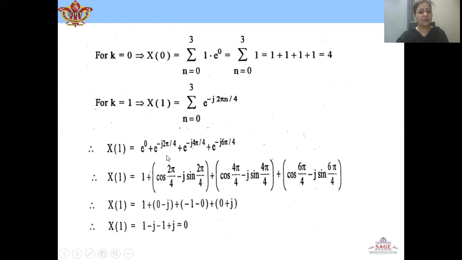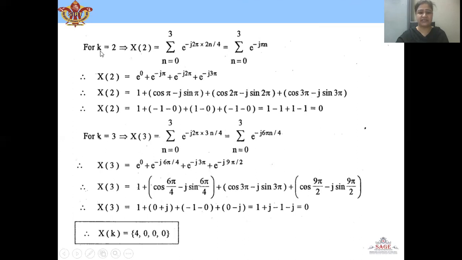Using Euler's formula, e to the power minus j 2 pi by 4 is given by cos 2 pi by 4 minus j sine 2 pi by 4. Similarly, for another term, then for the third term also, I'll use Euler's formula. Now if I solve it, this will be minus j, this value will be minus 1 and this value will be j. So after solving, I'll get X[1] as 0.